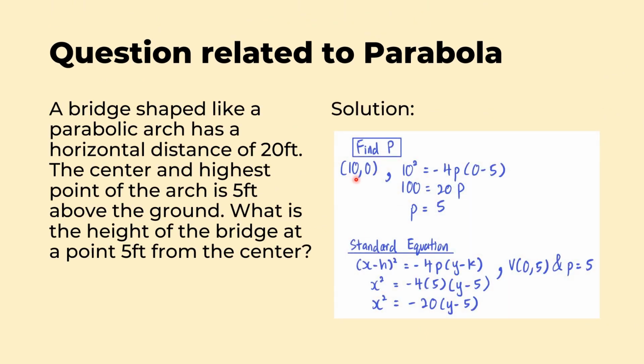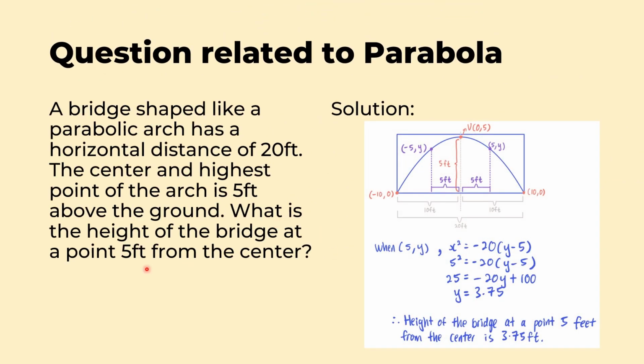To find the P, we can simply substitute (10, 0) into the standard equation of parabola, and we get P equal to 5. And we also know that the vertex is (0, 5), and P is equal to 5. Then we can simply substitute these into the equation. Then we can get the standard equation of parabola.